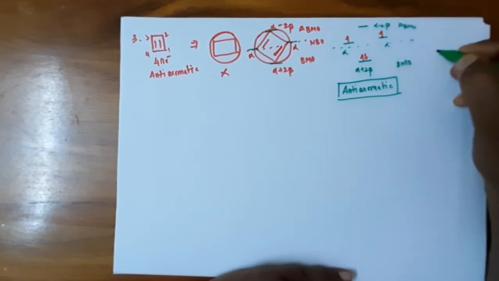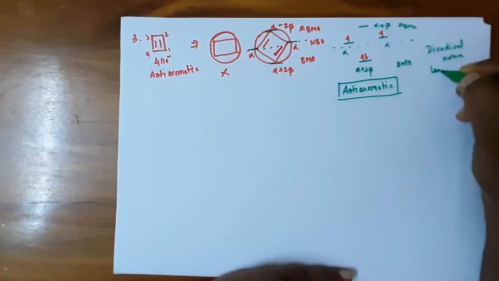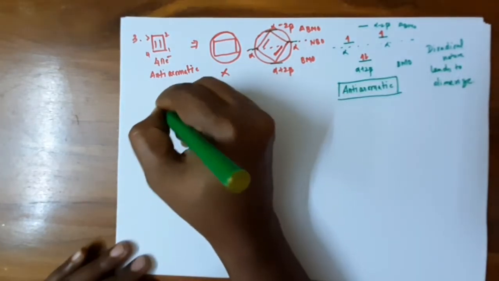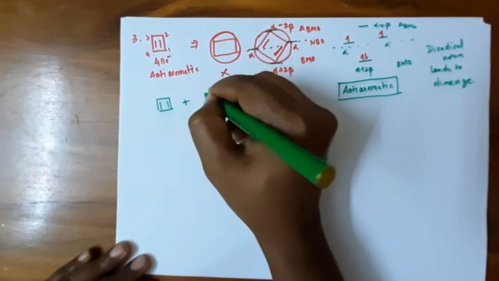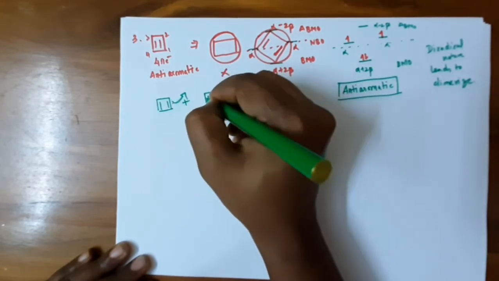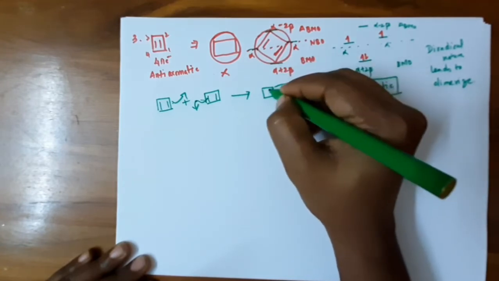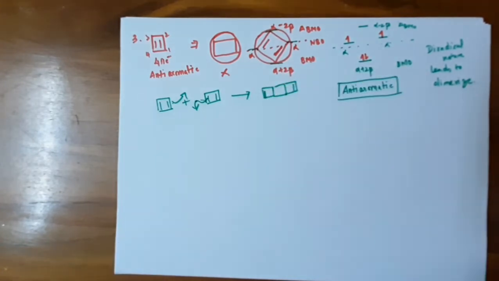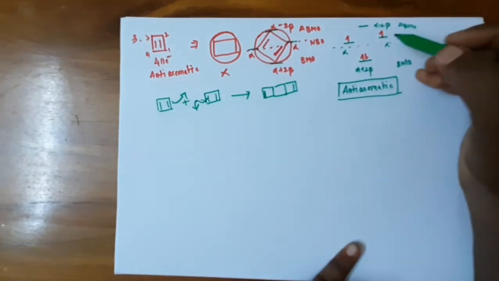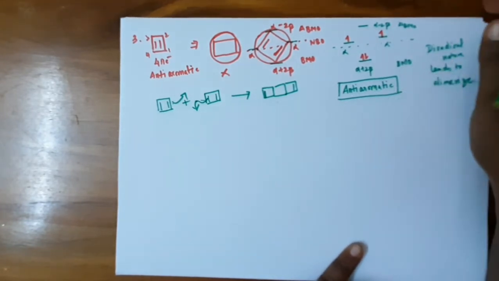Because of this diradical nature, it leads to dimerization. So the molecule undergoes dimerization by itself. Let's see, it undergoes dimerization like this. After dimerization, it forms the adduct like this. This is called a Diels-Alder reaction. This is due to the 2 unpaired electrons present in the orbitals.